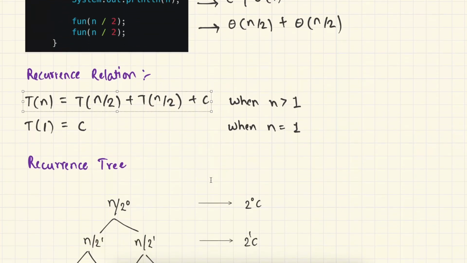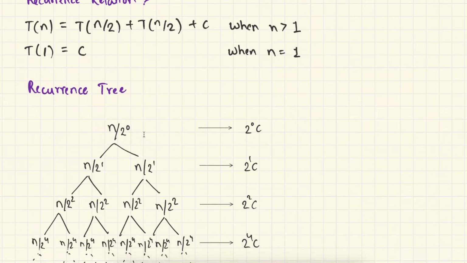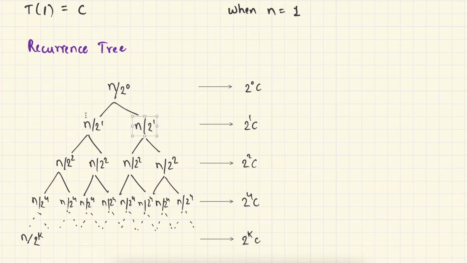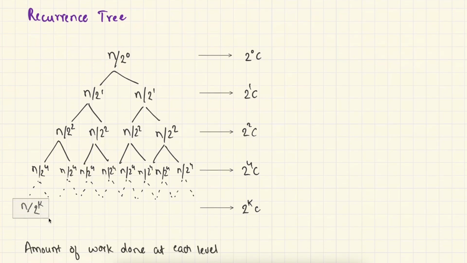So at the first call we are passing n to this function, so it becomes n divided by 2 to the power 0. Obviously 2 to the power 0 is 1, so it remains n. Okay, now this function is going to make two recursive calls by dividing n by 2. So now our n becomes n by 2 to the power 1 and n by 2 to the power 1. Now each recursive call at this level is again going to make two recursive calls. Now the value of n becomes n divided by 2 to the power 2 and so on and so forth. And this process continues till we reach n divided by 2 to the power k.